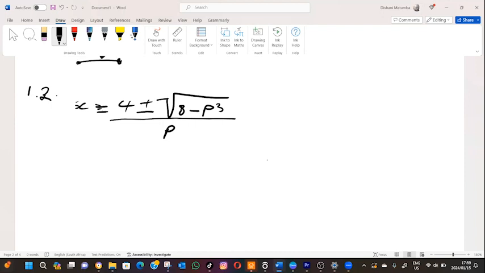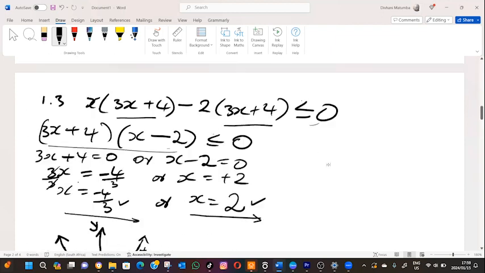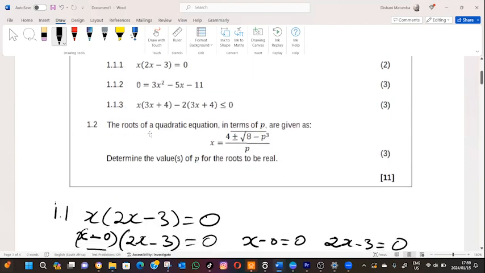Now, the most critical portion of your quadratic equation is everything that is under the umbrella, or rather, everything that is under the square root. That is the most critical part of your quadratic equation. So that's what we're going to consider basically. Let us go to the question itself. They are saying the roots of the quadratic equation in terms of P are given in the following. Determine the value of P for the roots to be real.